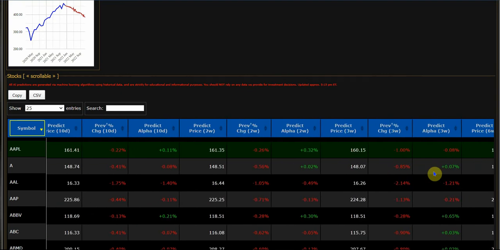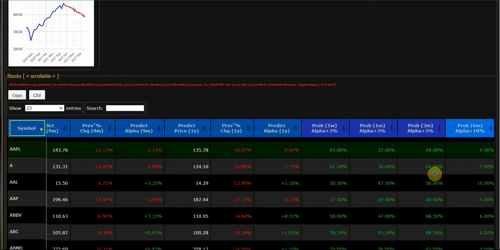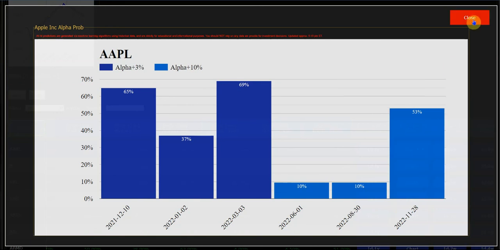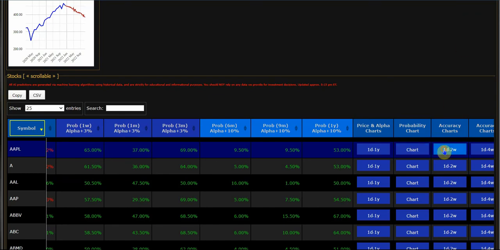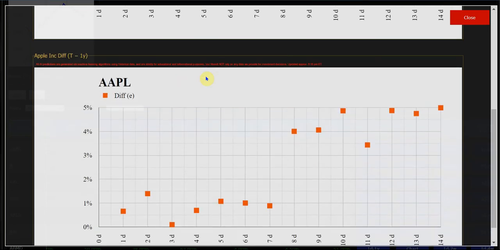And as I scroll across, it does the same thing, generates price, alpha, probability, and charts. And I can see the chart for alpha probability, about 53% out here for 1 year out. You can see the accuracy for Apple, from 1 day out to 2 weeks, is about 97.37%, or a mean error rate of 2.63%. Also, a chart here can show you what the differential is between the actual Apple price versus the forecasted Apple price, and what that differential is.